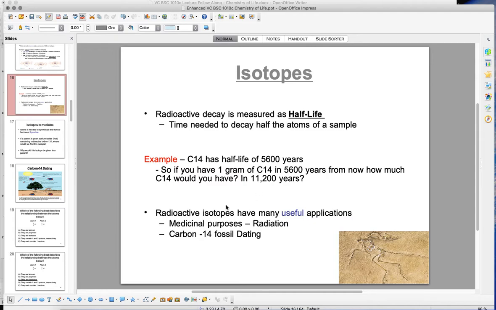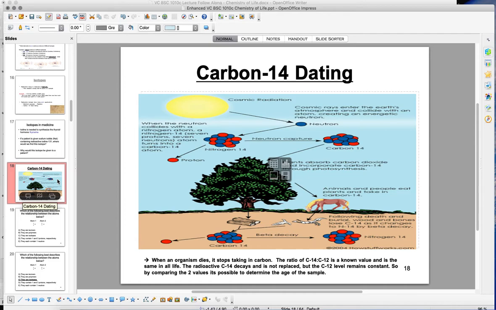So radioactive isotopes have many useful applications. For example, carbon dating, which I threw up here, is an interesting example. Carbon dating, and how they age different things on the planet, relies on a known ratio of C12 to C14 in the environment, right? Because C12 is the majority of the isotope out there, they know the ratio of C14 to C12, and it's the same in all organisms and in all life.